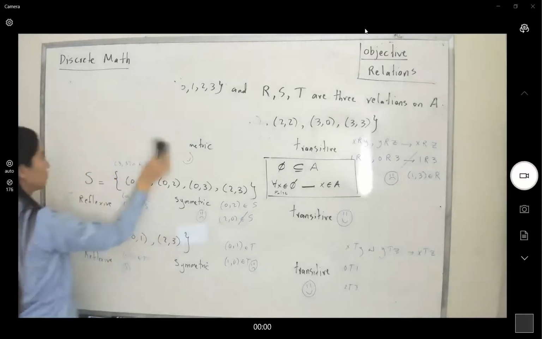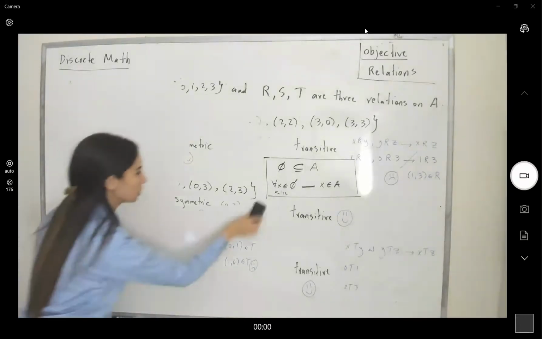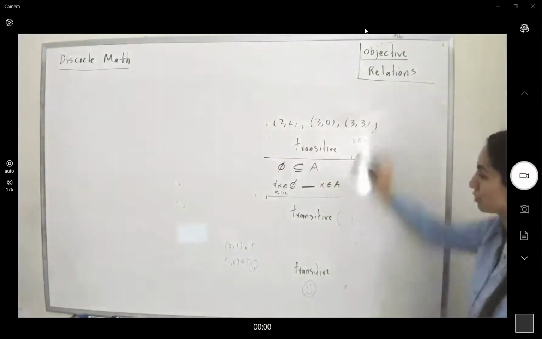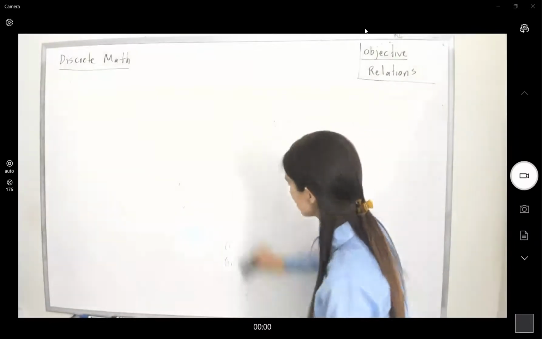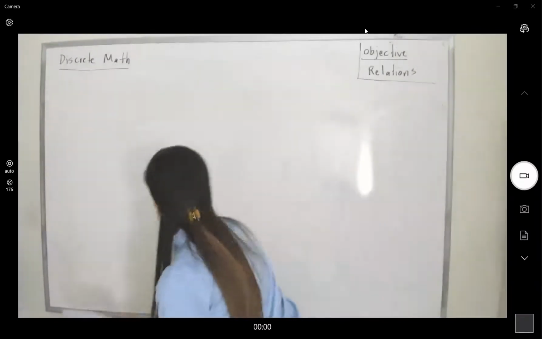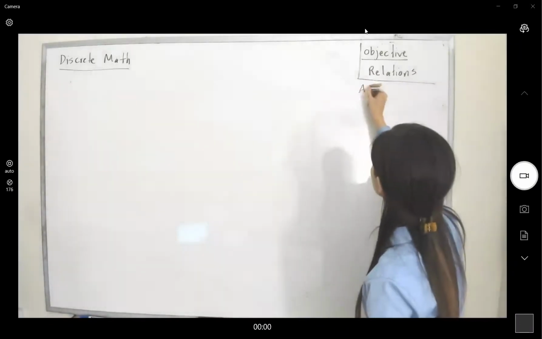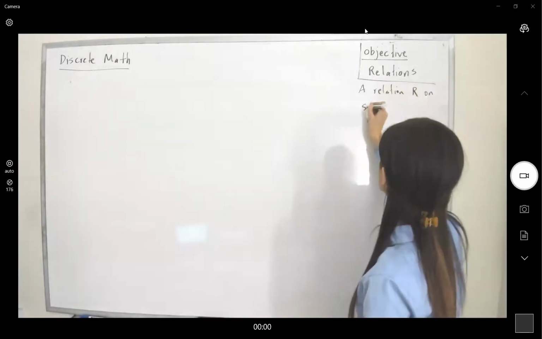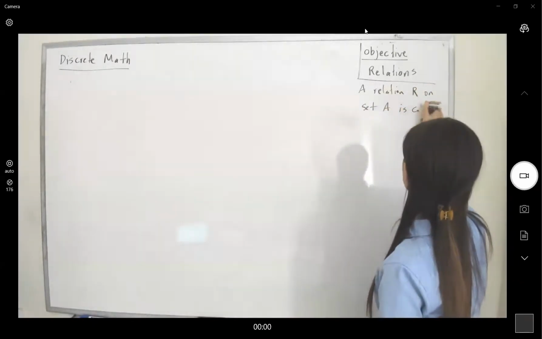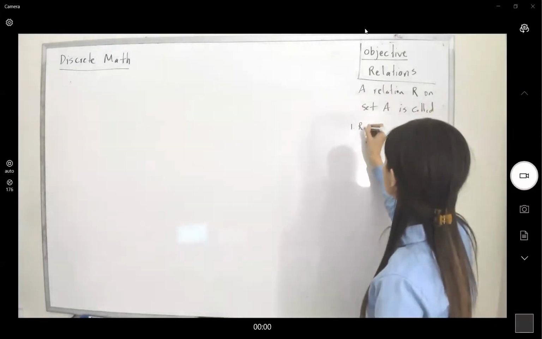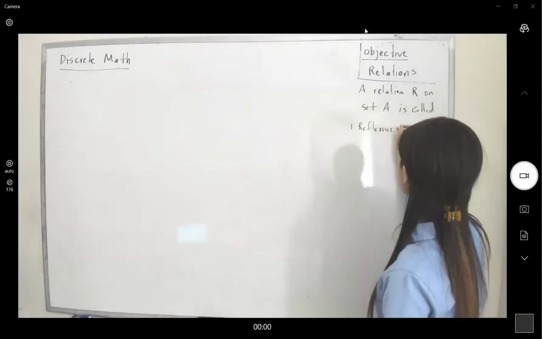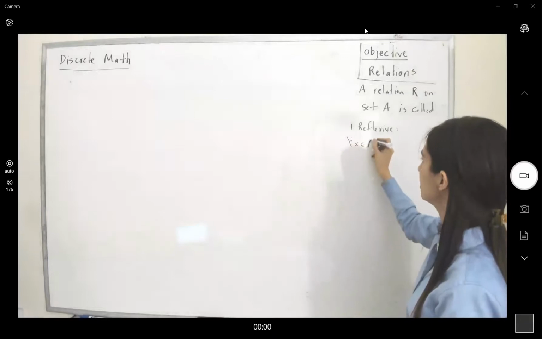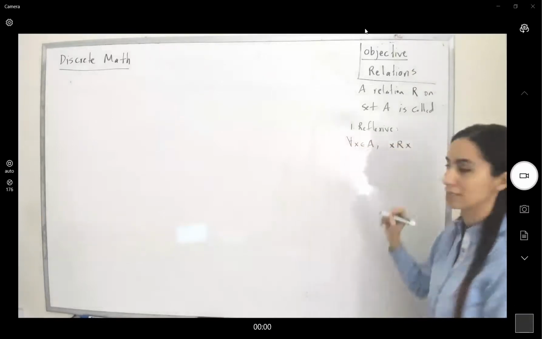Very well. So let us rewrite the definitions here: reflexive relation, symmetric relation, and transitive relation. A relation R on set A is called reflexive if for every element in A, X is in relation with itself.